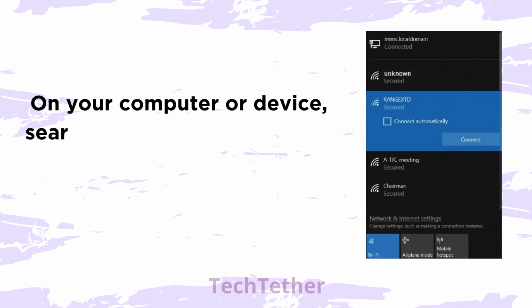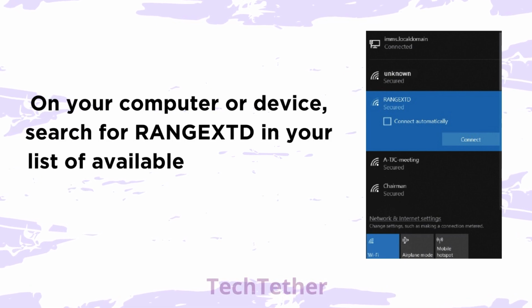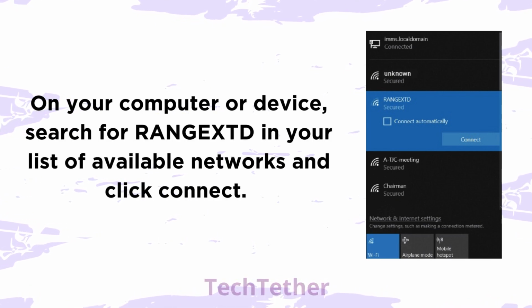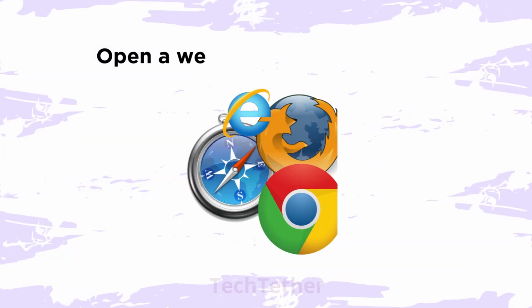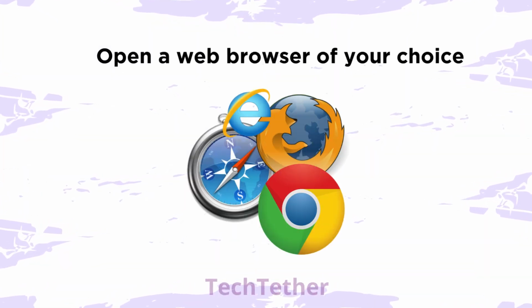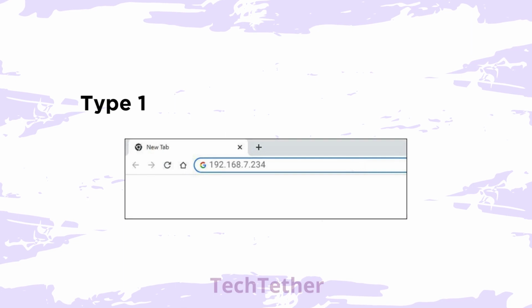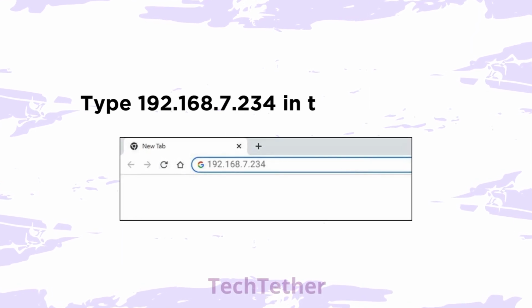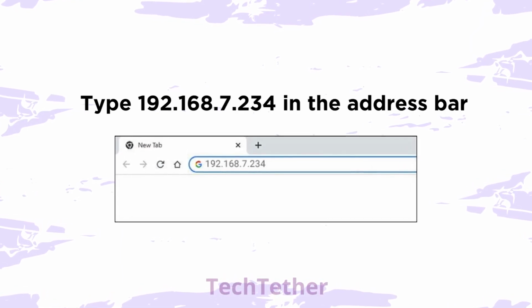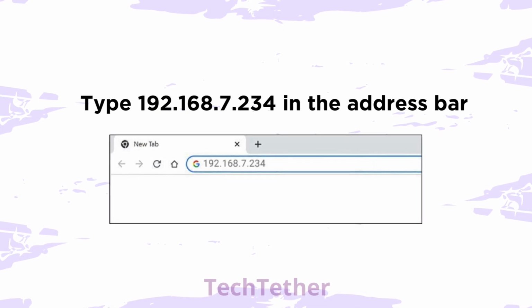On your computer or device, search for RangeXTD in your list of available networks and click Connect. Open a web browser of your choice. Type 192.168.7.234 in the address bar.